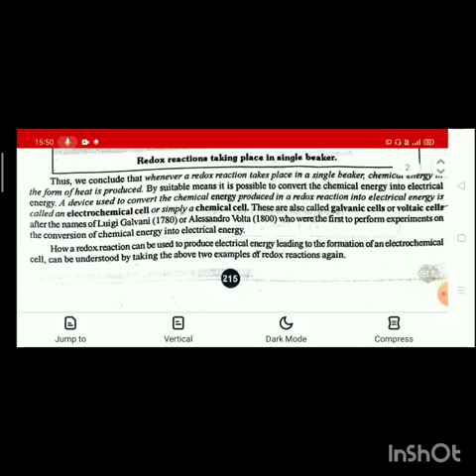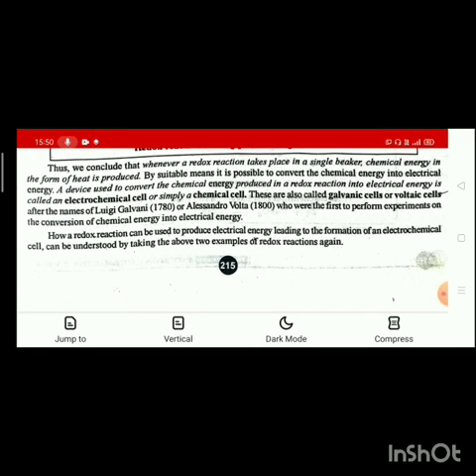A device used to convert the chemical energy produced in a reaction into electrical energy is called an electrochemical cell or simply a chemical cell. These are also called galvanic cells or voltaic cells after the naming of Luigi Galvani (1780) or Alessandro Volta (1800), who were the first to perform experiments on the conversion of chemical energy into electrical energy.